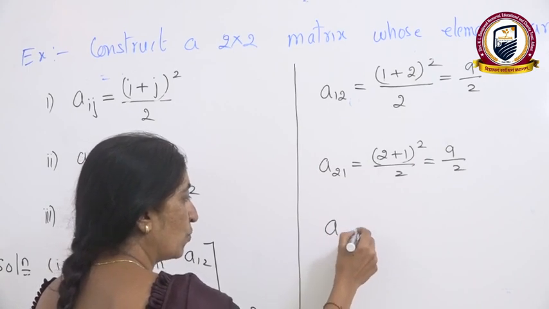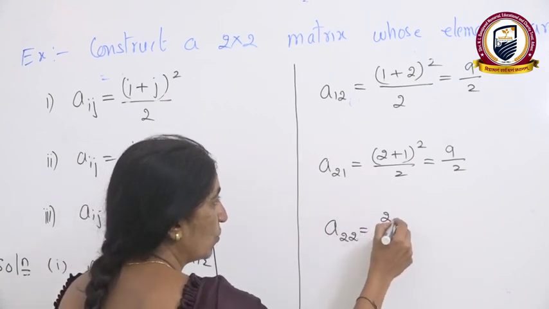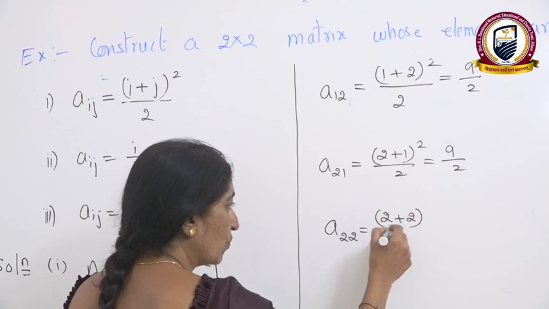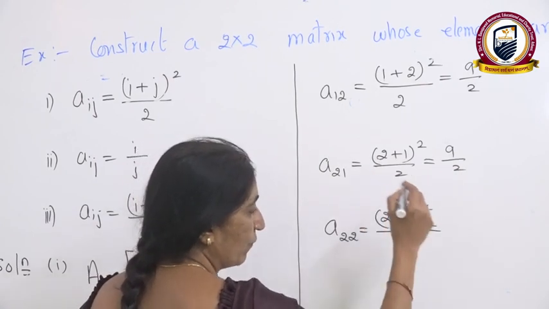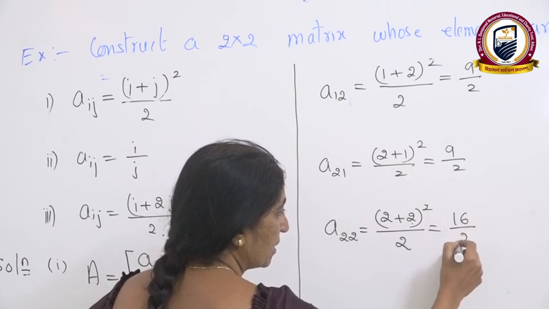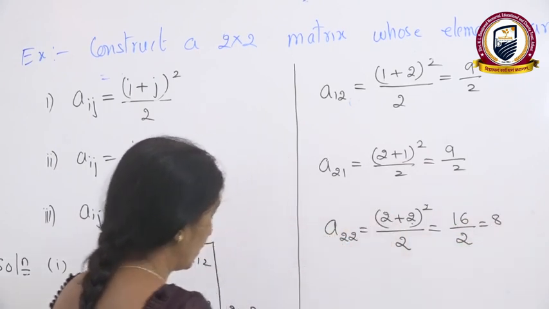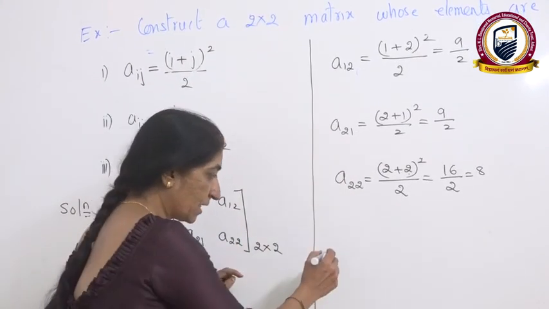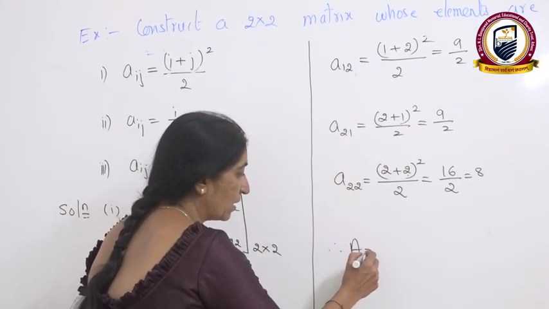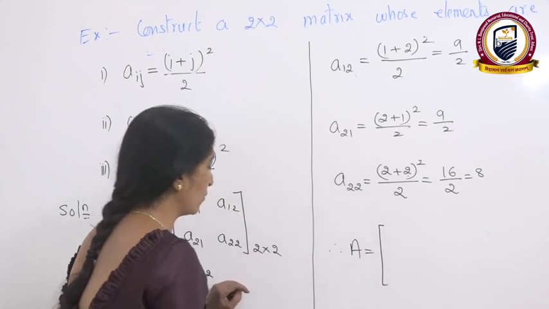That is A22. I is 2 and J is also 2, whole square divided by 2. 2 plus 2 is 4, 4 square is 16, 16 by 2 is 8. So after calculating all the 4 elements, represent them in the form of a matrix. Then it completes the solution.